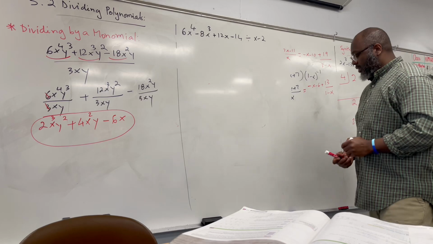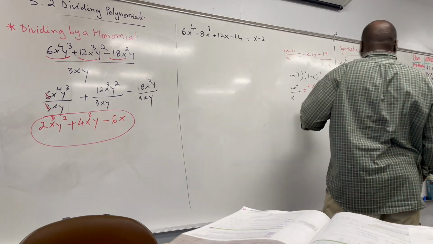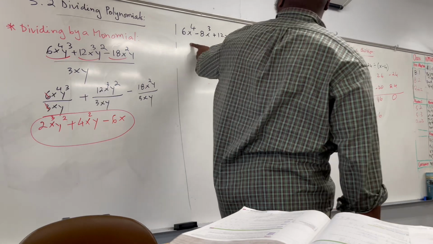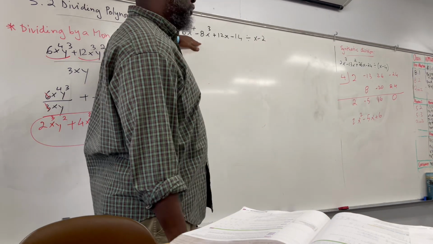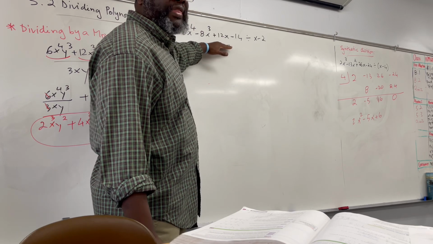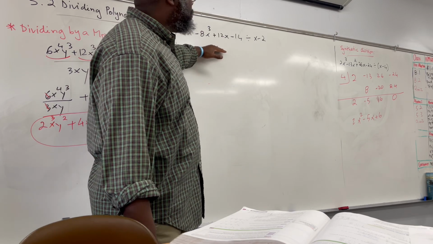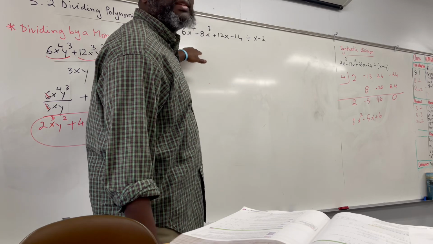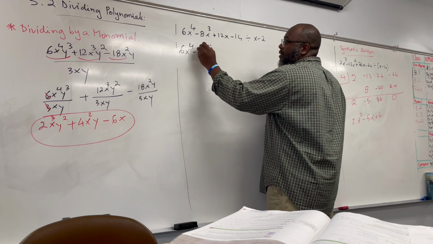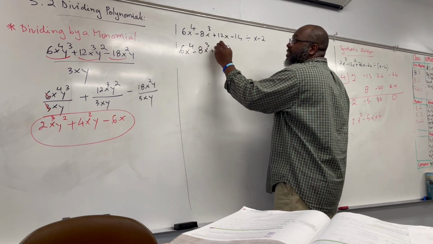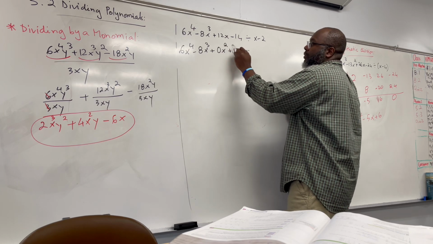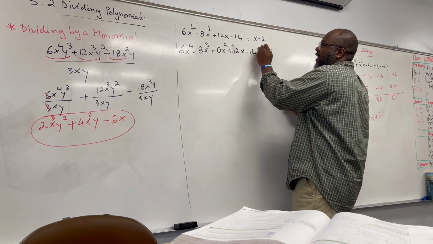Now watch this. This is why it's important to do the synthetic division correctly, right? If you look at this polynomial, this is x to the 4, x cubed. What should come next? Square. Well, it's not there, right? So what you do is you need to rewrite this before you actually set it up. So we're going to rewrite this as 6x to the 4, minus 8x cubed plus 0x squared plus 12x minus 14, divided by x minus 2.